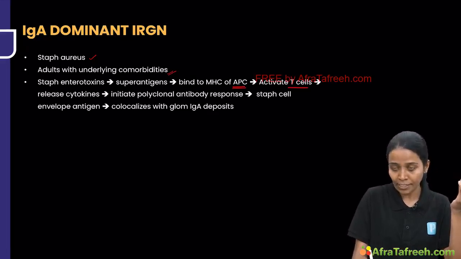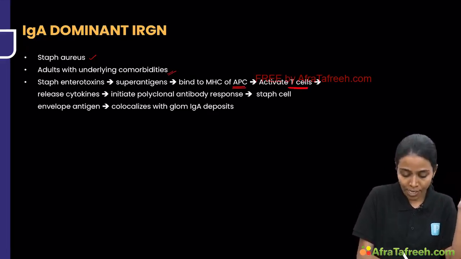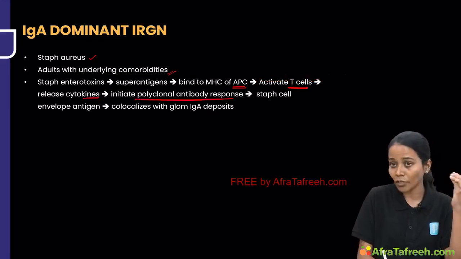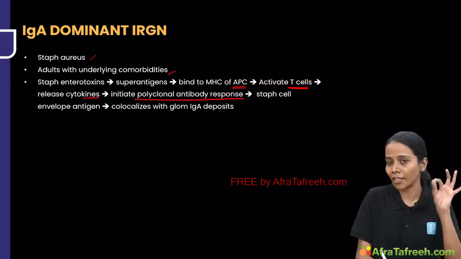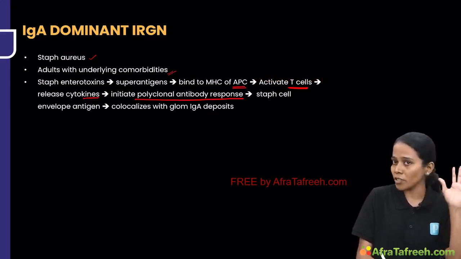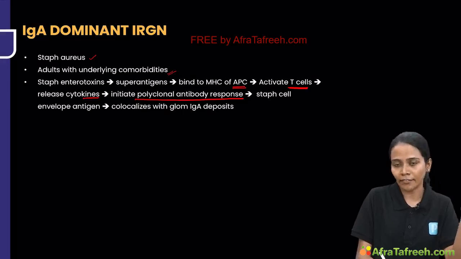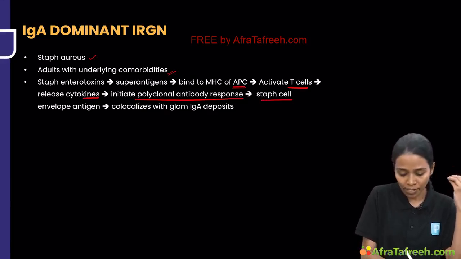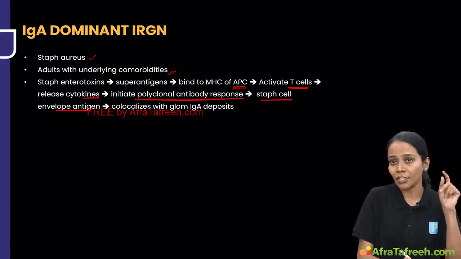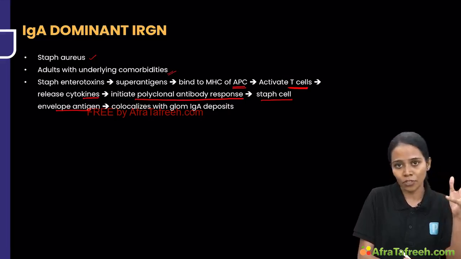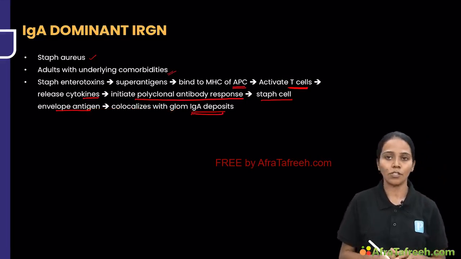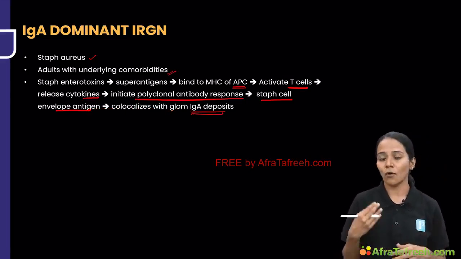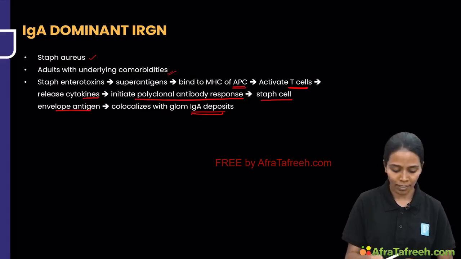They activate the T cells. They release the cytokines and initiate polyclonal antibody response. So they go and activate APCs, not the specific cells anywhere. Once APCs are activated, they stimulate the T cells and then the cytokines are activated. This is going to activate B cells to produce antibody against Staphylococcus cell envelope antigen. This antigen gets deposited in the mesangium and co-localizes with IgA, glomerular IgA deposits. So this is the pathogenesis in IgA dominant IRGN.